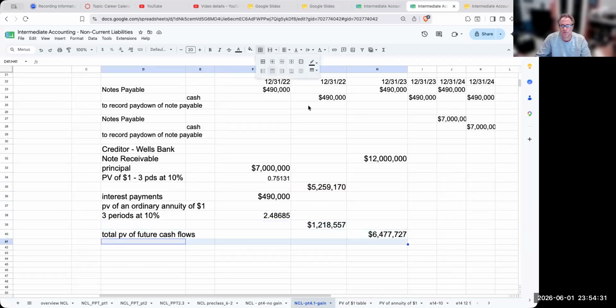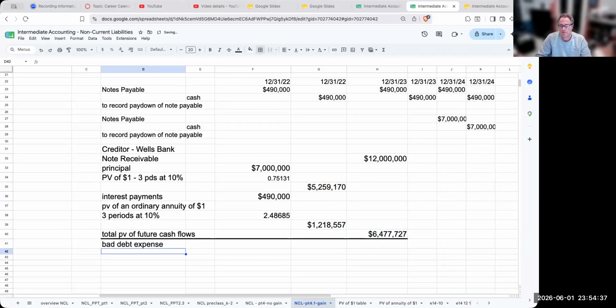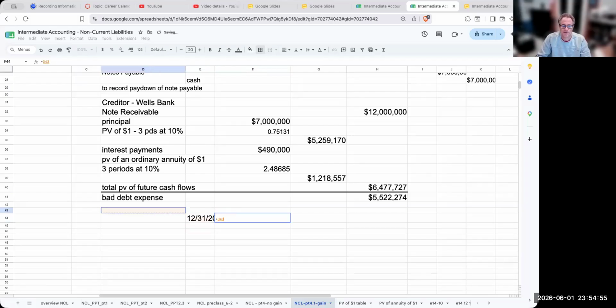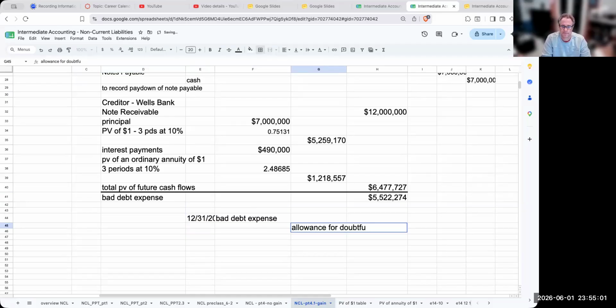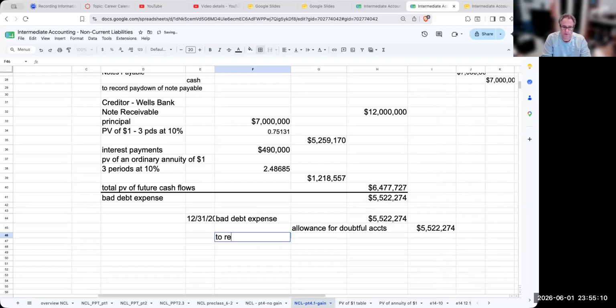So my total present value of future cash flows is going to be 6,477,727. So over here, my impairment, or what we like to call the bad debt expense, will be 5,522,274. So the way I'm going to record this as a journal entry on 12/31/20 is to debit bad debt expense and credit the allowance for doubtful accounts, to record loan impairment.